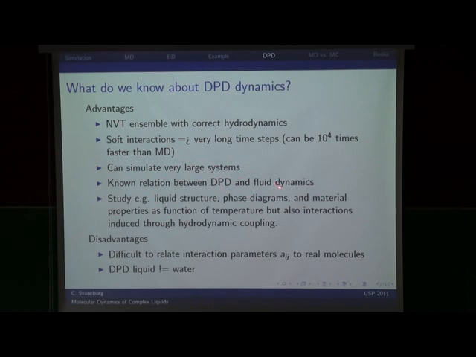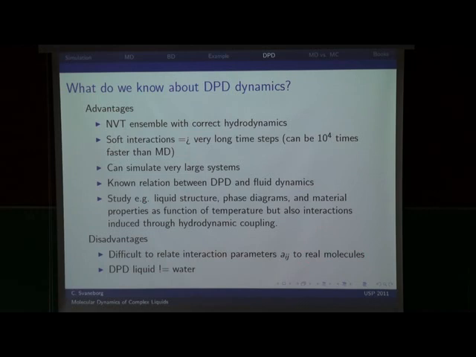can be related to fluid dynamics. You can essentially convert them into a Navier-Stokes equation, so you know exactly what the properties of the DPD liquid are. And again, we can study liquid structure, phase diagrams, material properties. But now we can also study what happens when you have hydrodynamic coupling between particles. What are the disadvantages? It's difficult to take the a_ij interaction parameters for beads and say how these are related to the properties of molecules.